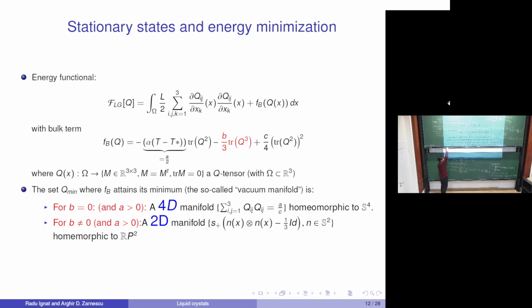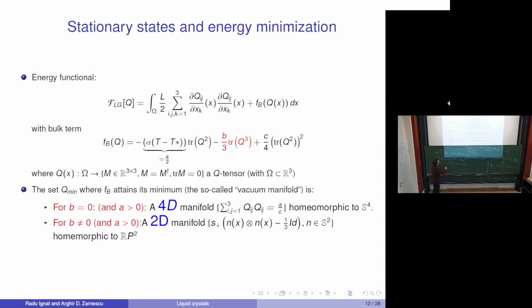Okay, so just to do a small calculation. You say that b equals 0 or not equals 0 is important. So if b is equal to 0, you get a different minimizer, this thing which is like a four-dimensional sphere.